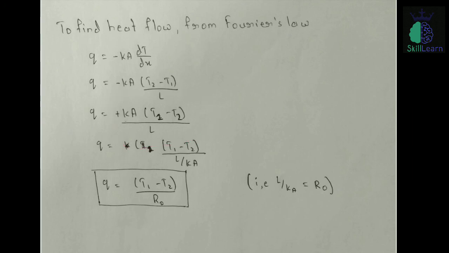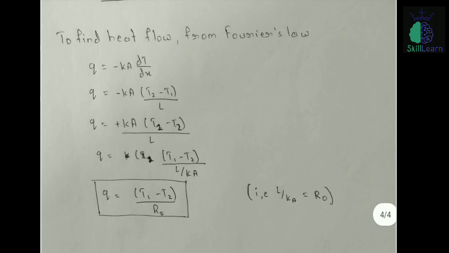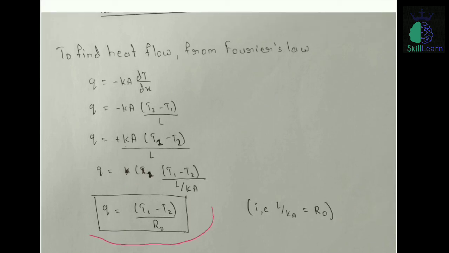When we take k into the denominator, we get T1 minus T2 divided by L by k, and L by k is nothing but R, the thermal resistance. Therefore the whole equation becomes Q is equal to T1 minus T2 divided by R. This is the final equation that we have obtained.